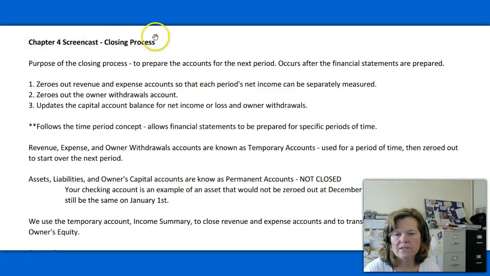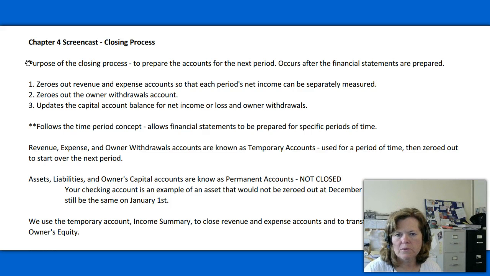Chapter 4 screencast is going to cover the closing process. The purpose of the closing process is to prepare the accounts for the next period, and this would occur after the financial statements are prepared. So for example, if you finished your accounting for the year ended December 31st, after you would prepare your financial statements, you would then prepare these closing entries.